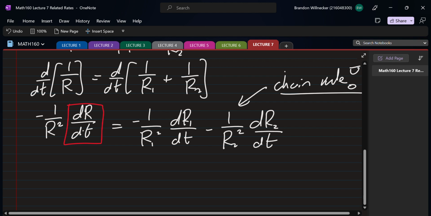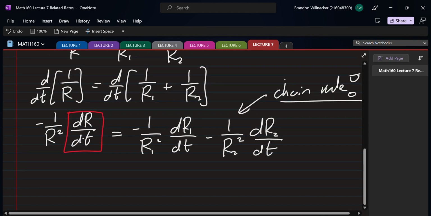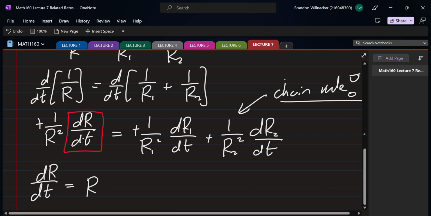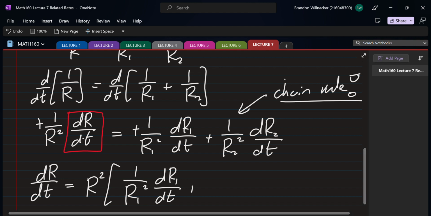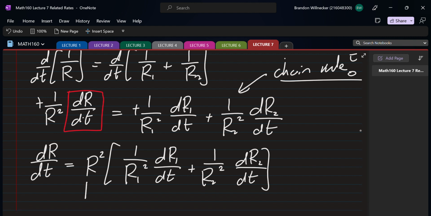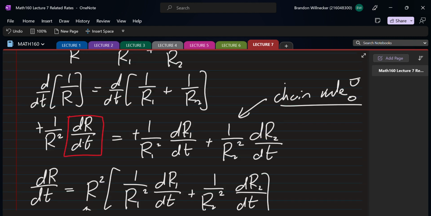We can get rid of the minus signs, and we can take the R squared over. So we get dR by dt, which is what we want, is R squared times 1 over R1 squared, dR1 by dt, plus 1 over R2 squared, dR2 by dt. Now we know R1, we know R2, and we know the respective rates of change, but R we don't know. That's not given.